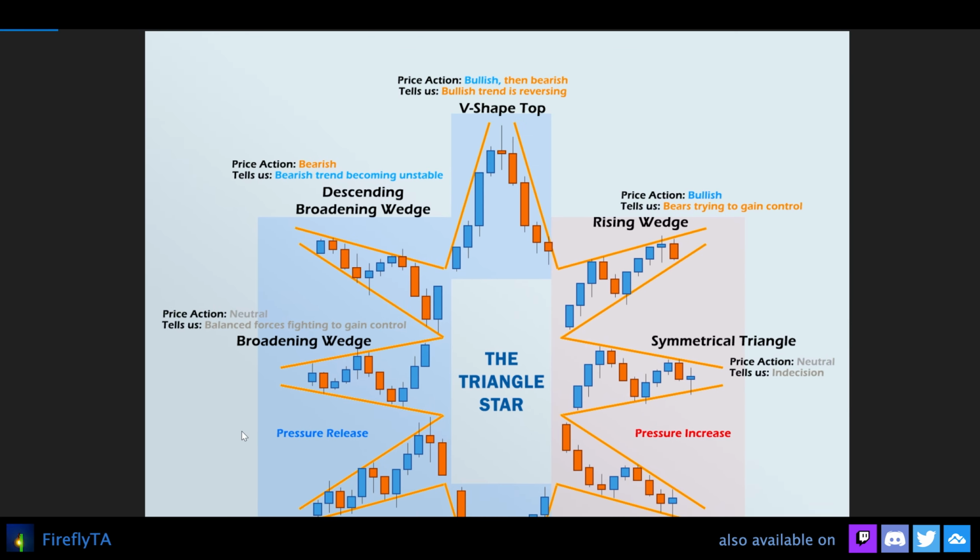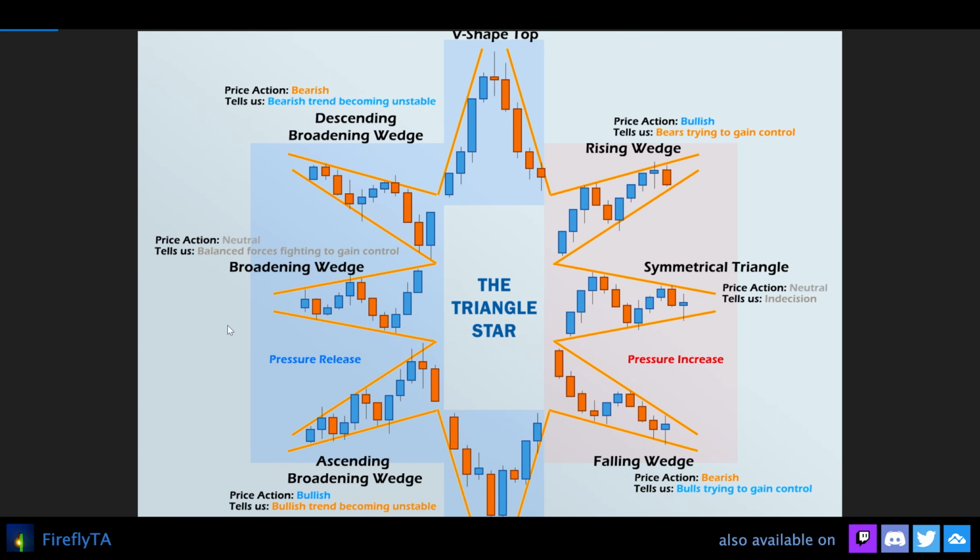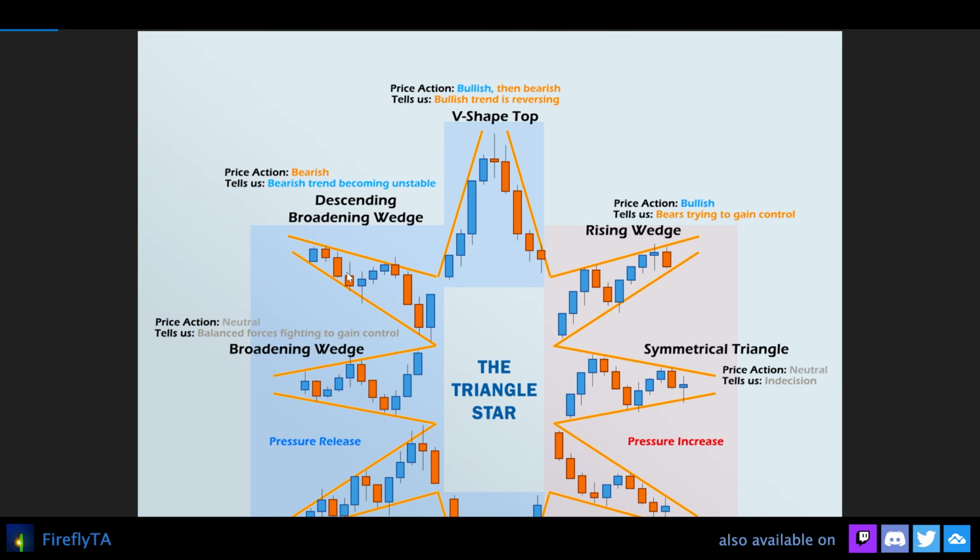Okay, this descending broadening wedge. As you can see, bears are in control. They are driving price lower, and these lows are made with more power. As you can see, price is really digging down. So it's actually quite a strong trend to the downside. However, as you can see, with the volatility that is increasing, it's the same logic as the ascending broadening wedge, the range is becoming unstable. The bull force is still strong.